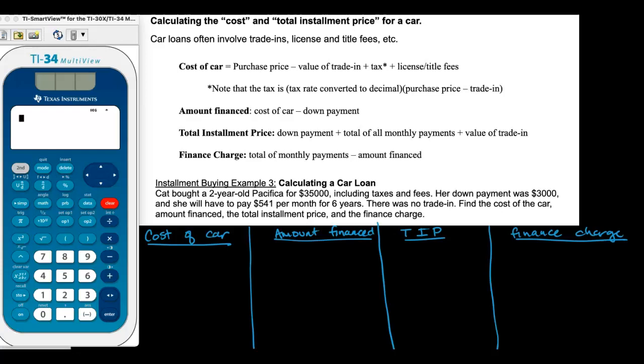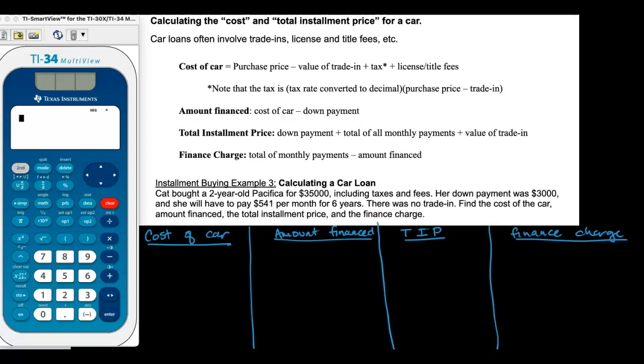In this video, I'm going to do two examples where we look at installment buying in terms of a car loan. So in example 3, Kat bought a 2-year-old Pacifica for $35,000, including taxes and fees. Her down payment was $3,000. She'll have to pay $541 a month for 6 years.